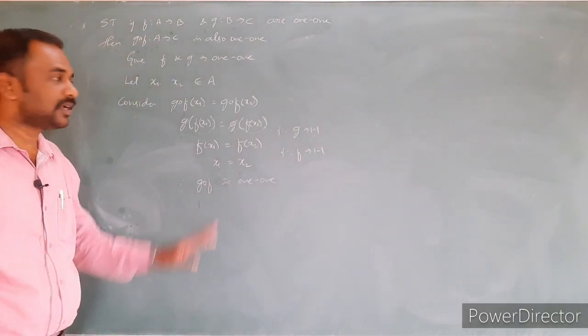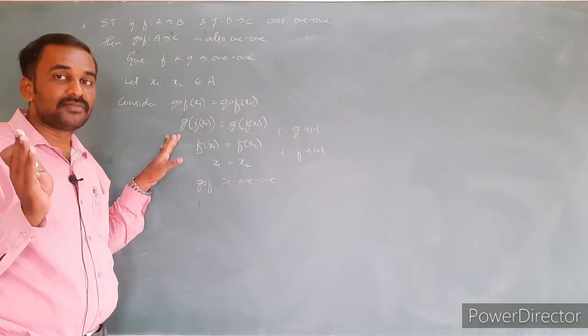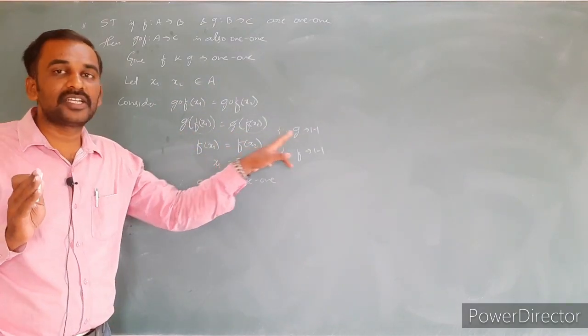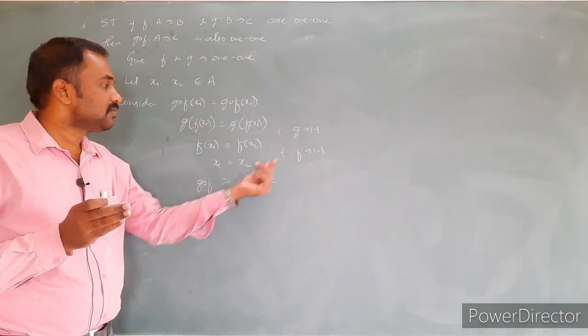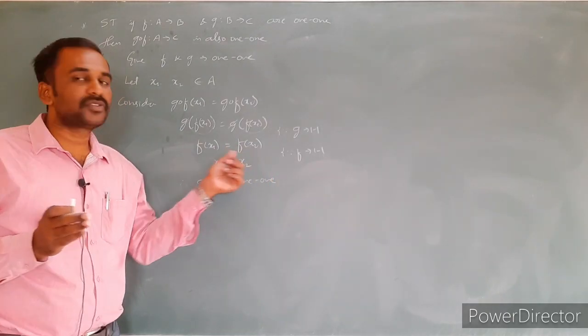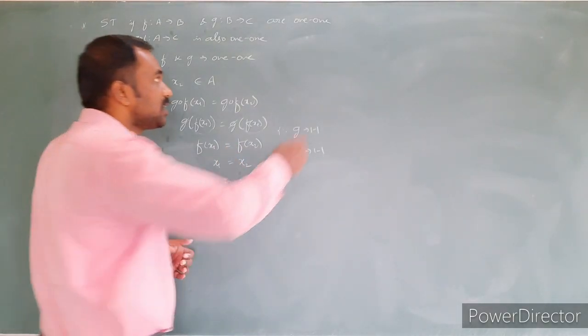Are you clear about this? Very simple. Why does it cancel? It is not like algebra. It is due to the reason that g is 1-1, so their images, their elements, must be the same. F is 1-1, therefore these two elements must be the same. That's why I considered it in this way. Very important.